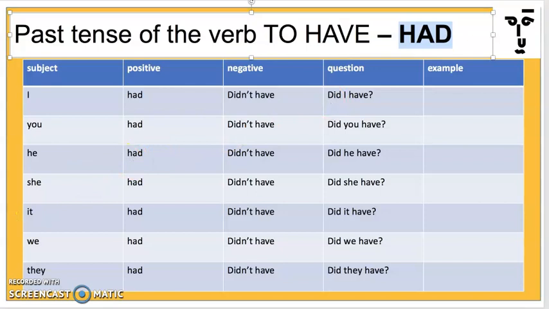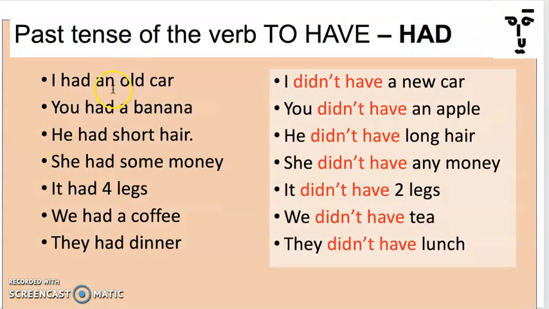So here's some examples. I had an old car. You had a banana. He had short hair. She had some money. It had 4 legs. We had a coffee. They had dinner. All of these things are things that we're talking about in the past.